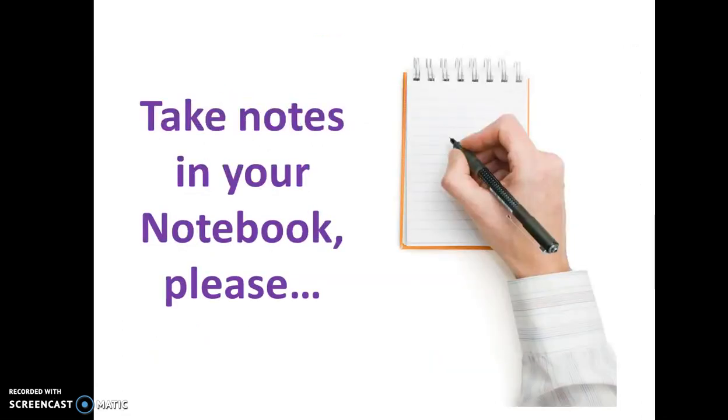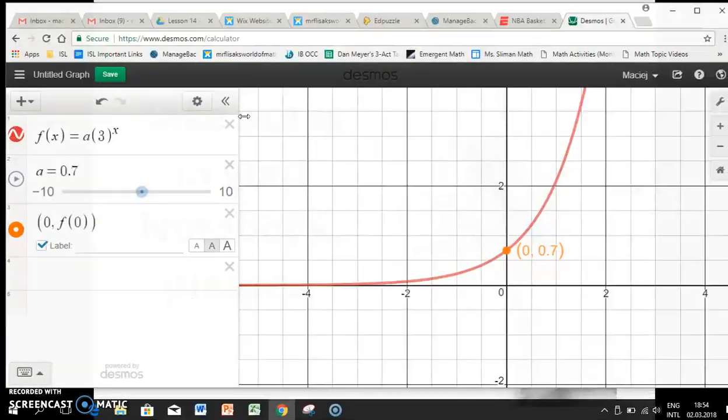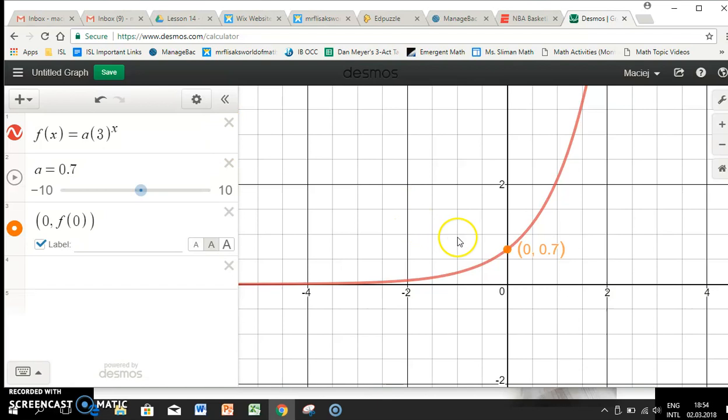So let's take some notes in your notebook this time. We're going to do a couple of problems and look at some things. But before going to the notes, let's look at Desmos. I have something ready here to show you. There's something important that hopefully you discovered if you did the investigation in class last time.